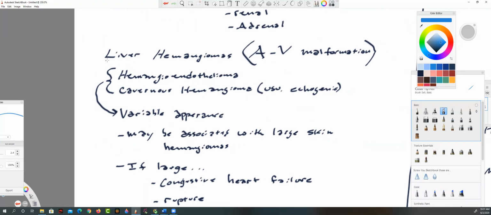Liver hemangiomas, we've talked about these. Normally we see these as kind of small, and small hemangiomas are never a problem. But what they are on a microscopic level are AV malformations, arterial venous malformations. And that, of course, is when your little arteriole, instead of going through a bed of capillaries, goes straight into a venule.